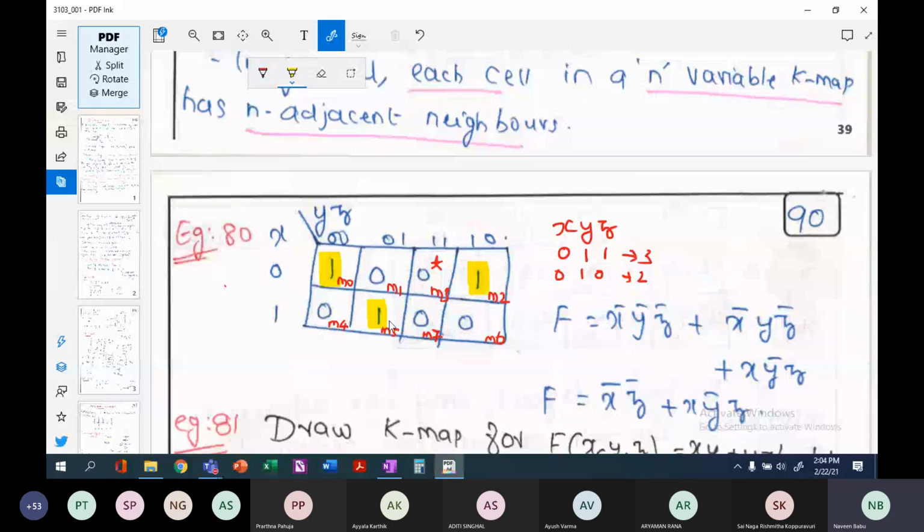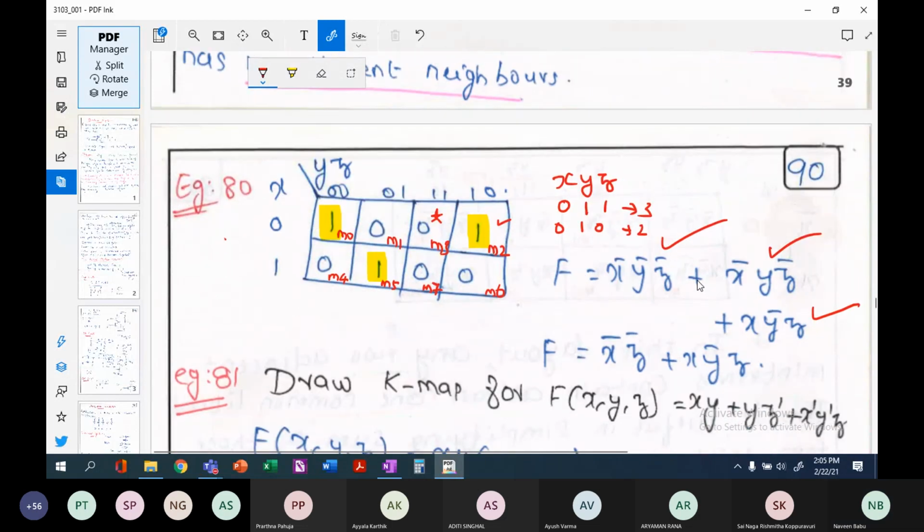So how do you write the Boolean expression for this? M0 corresponds to what? M0 corresponds to X0, Y0 and Z0. So it is X bar, Y bar, Z bar. And M2 corresponds to X bar, Y, Z bar. And M5 corresponds to X, Y bar, Z. Now, how do you simplify this? If you look at the Boolean expression here, you can obviously simplify.